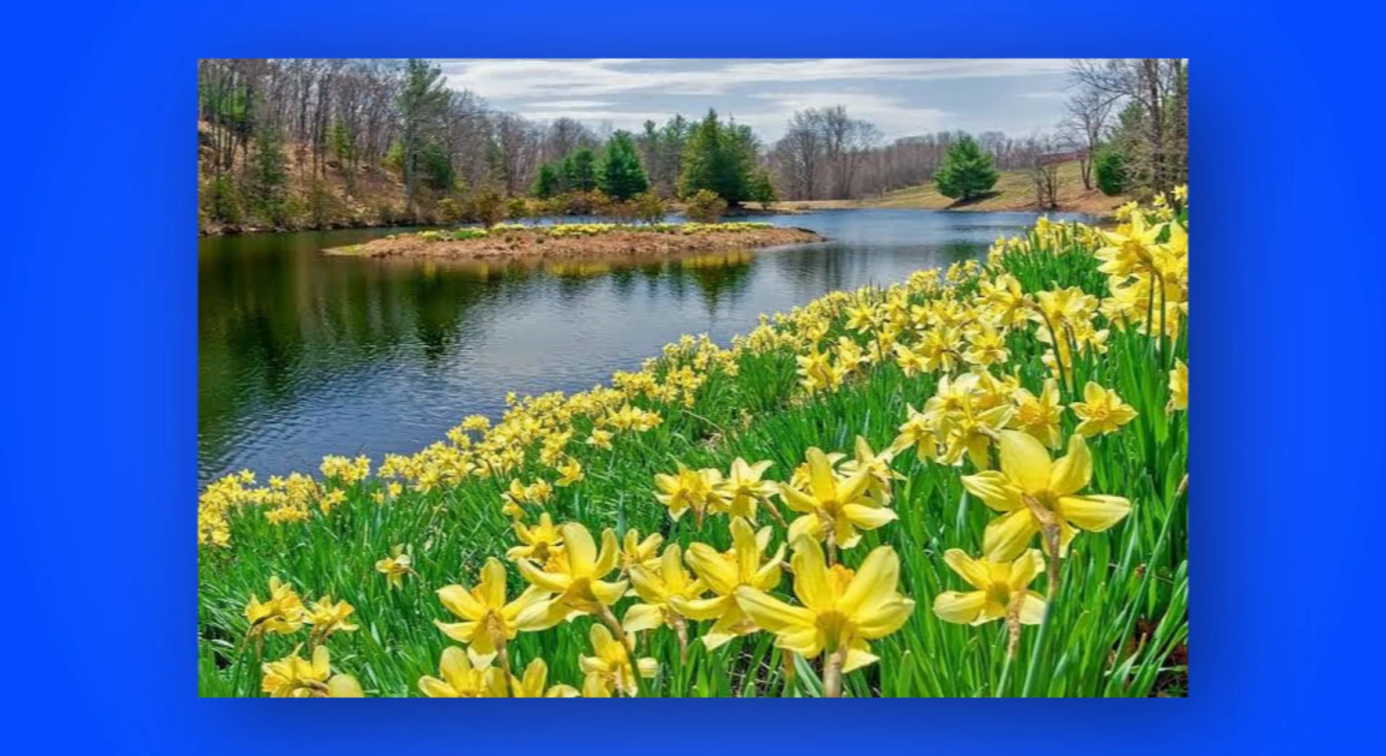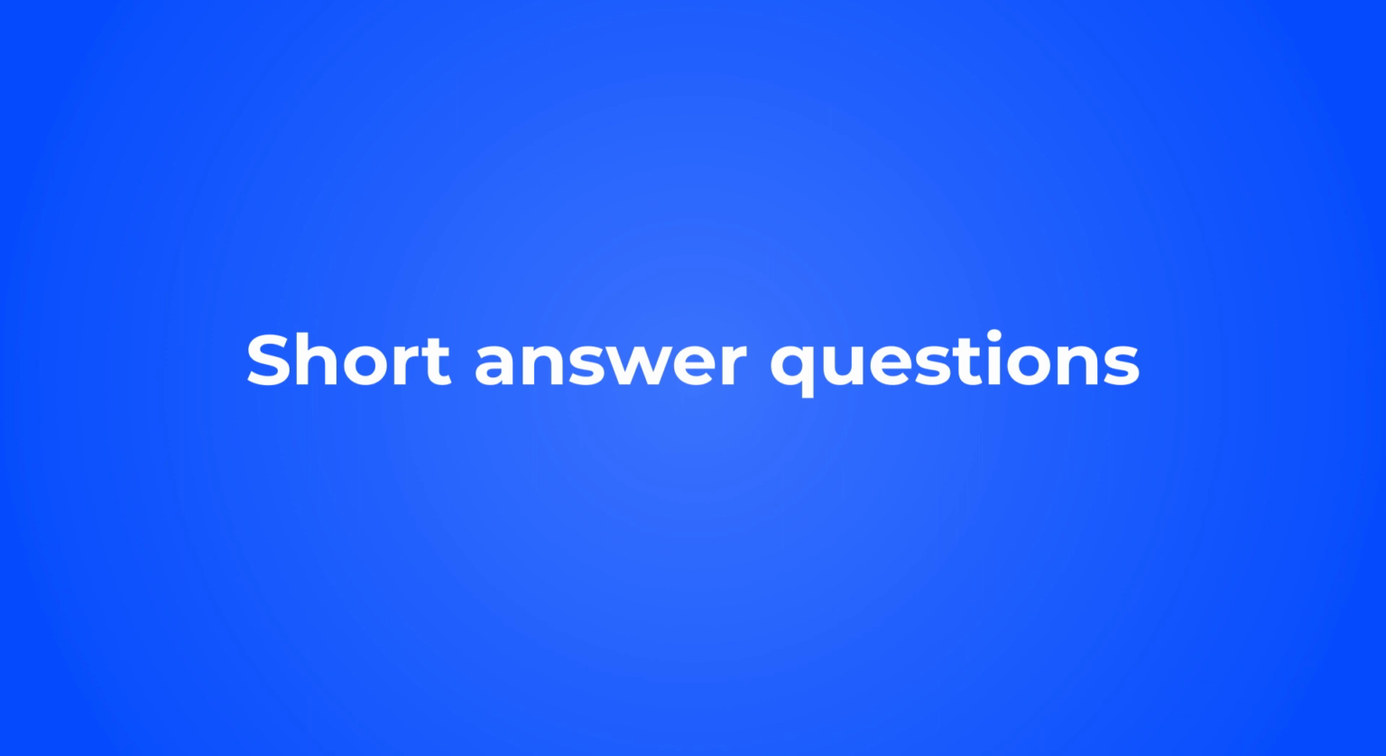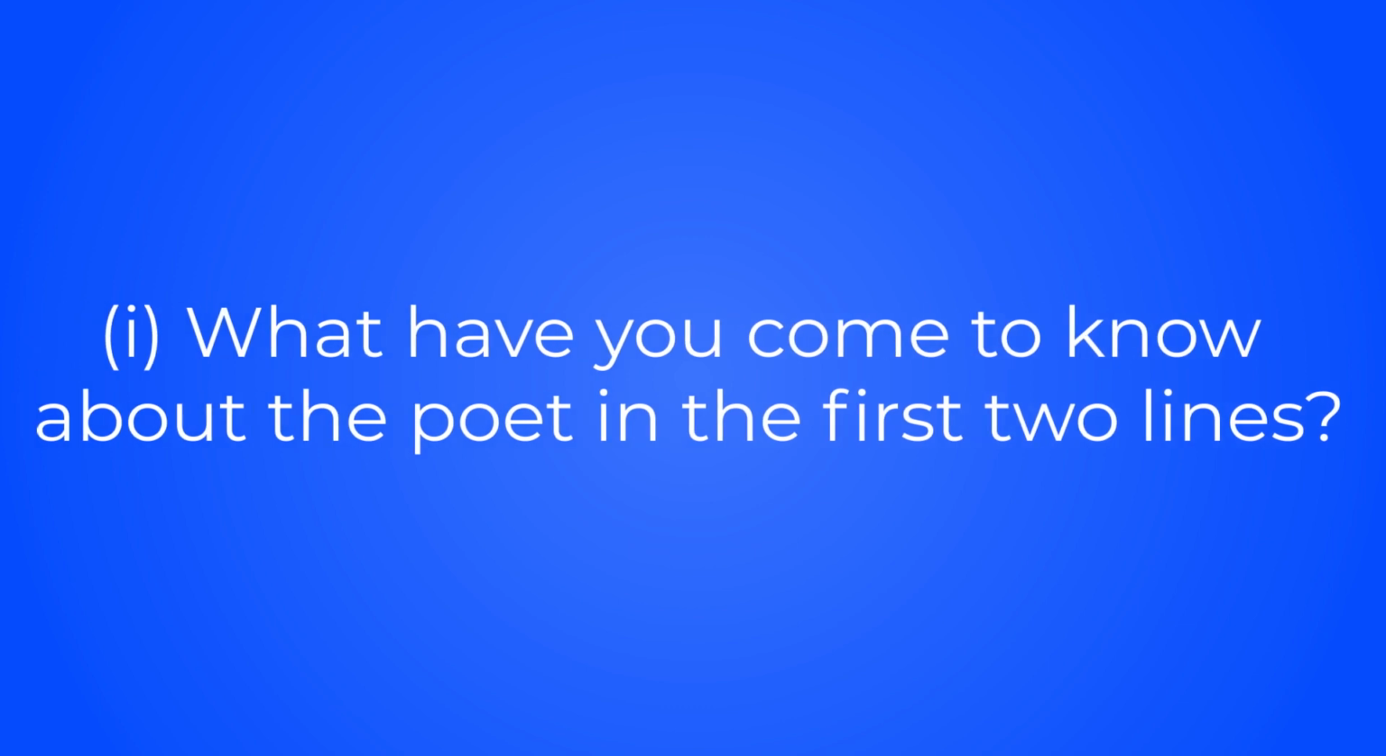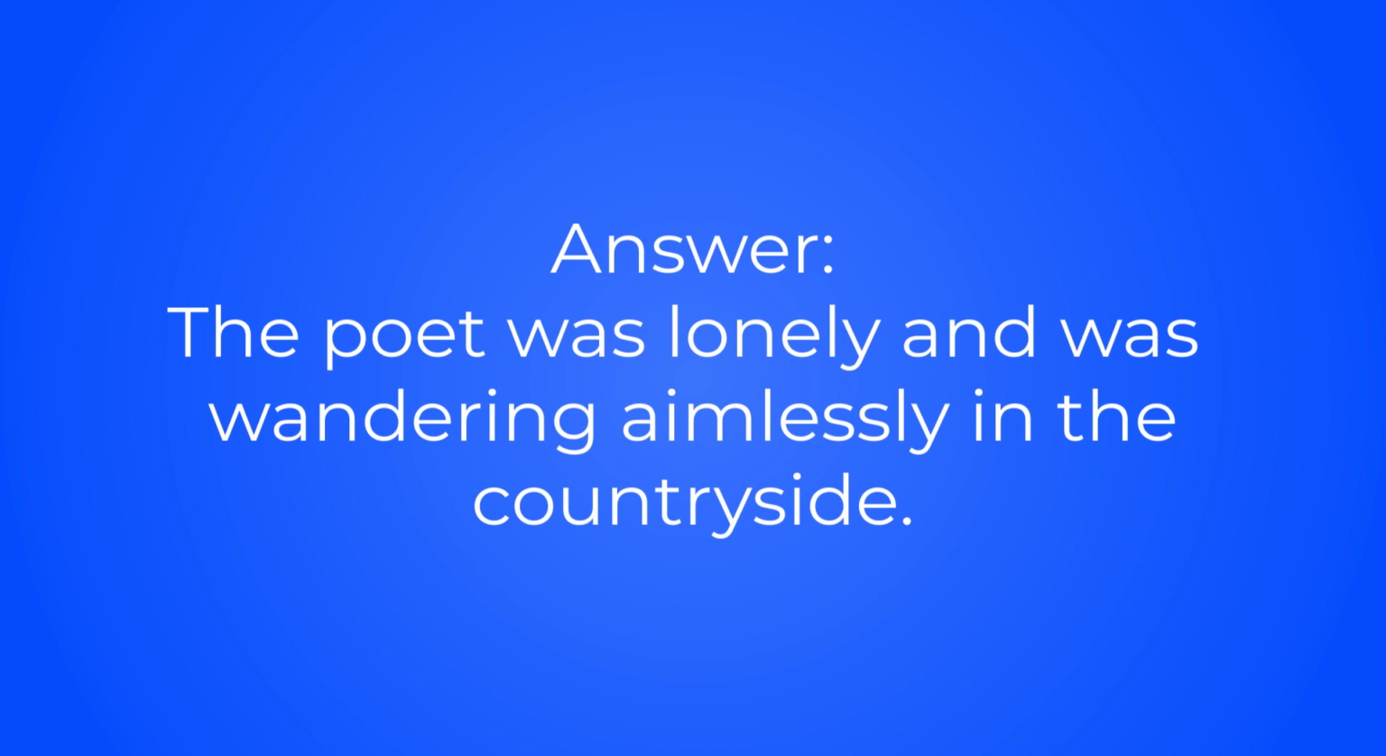So students, let's start with the exercise. Open page number 11 of your book. First of all, we will do short answer questions. The first question is, what have you come to know about the poet in the first two lines? So the answer will be, the poet was lonely and was wandering aimlessly in the countryside.